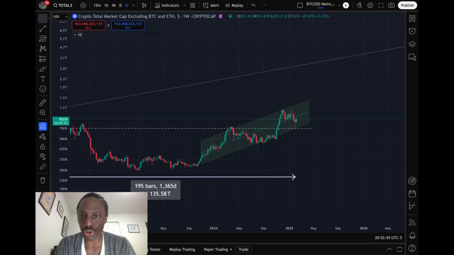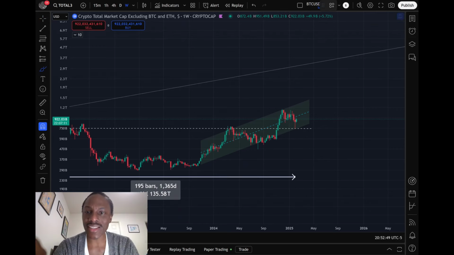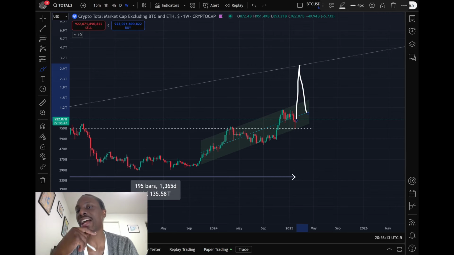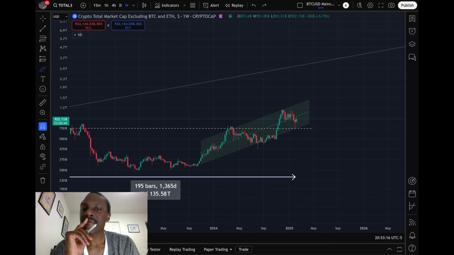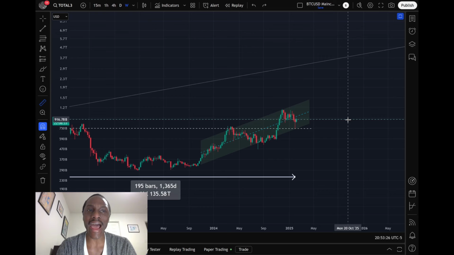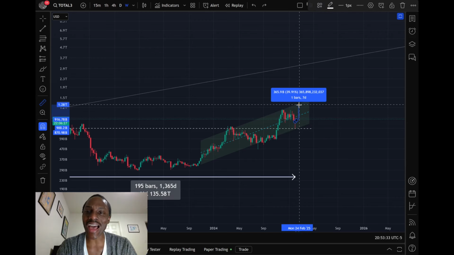If this indeed is true, we're basically going to do exactly what we did in the previous example, but on a higher time frame. So we're looking at leaving the boundaries of the channel and then retesting the midline, right? Because we can't really leave the gravity of the channel without retesting the midline. The other thing we could do is go up modestly to the top here, okay? And so this is an aggregate, total 3. It's basically all altcoins minus Bitcoin minus Ethereum. So it's hard to say exactly what everything's going to do.